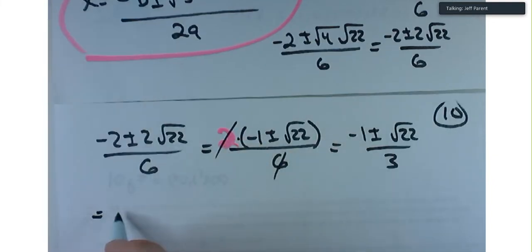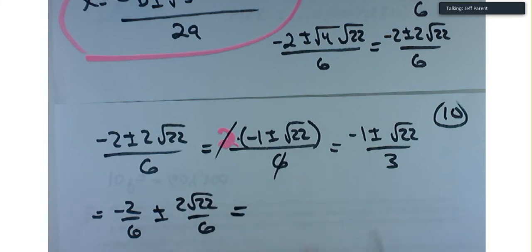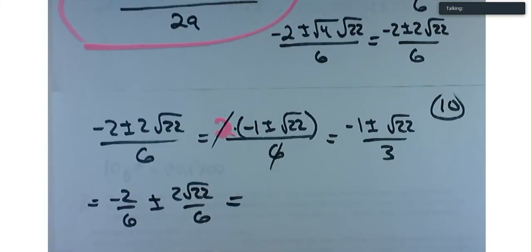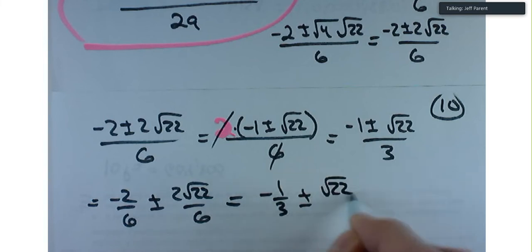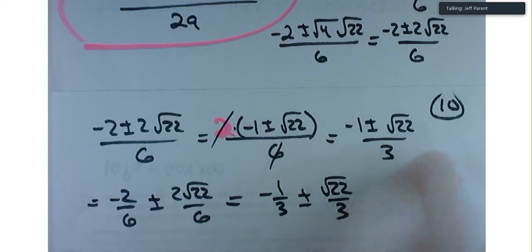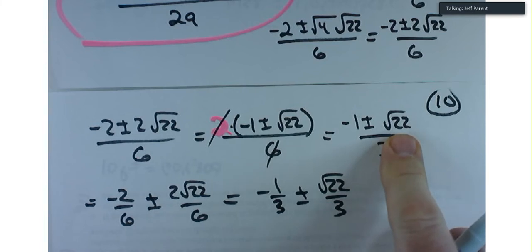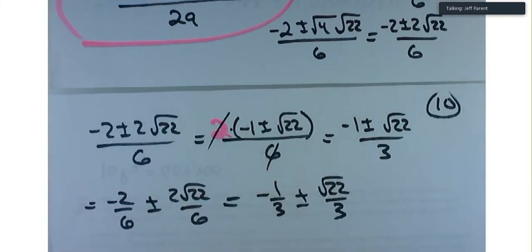An alternative to that, which gives you the same thing, is if you split it up as negative 2 over 6 plus or minus 2 square roots of 22 over 6. And that gives you negative 1/3 plus or minus the square root of 22 over 3, which is the same thing as this. You've got common denominators, you can bring it together. I like the first one. I can't stop you from doing the second one. So whatever works for you.